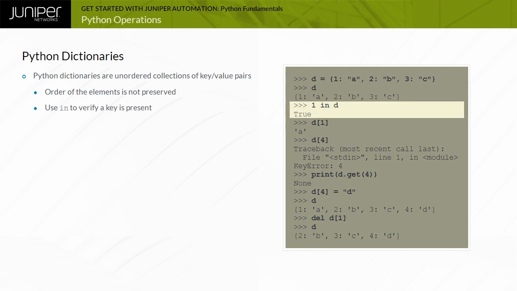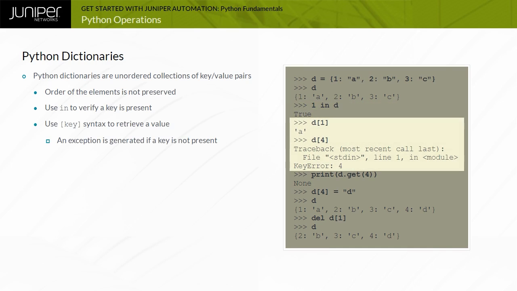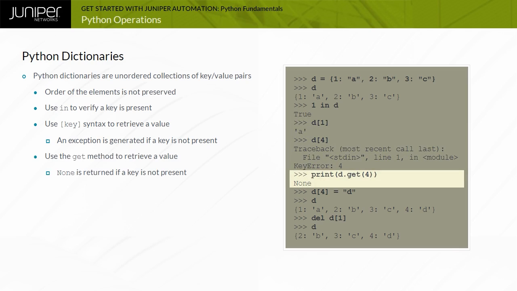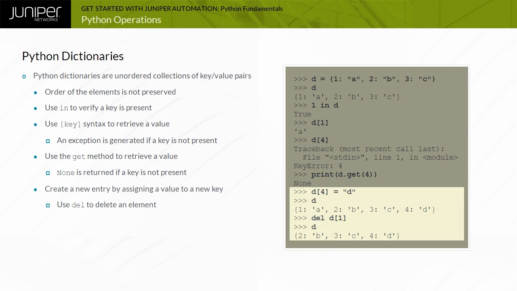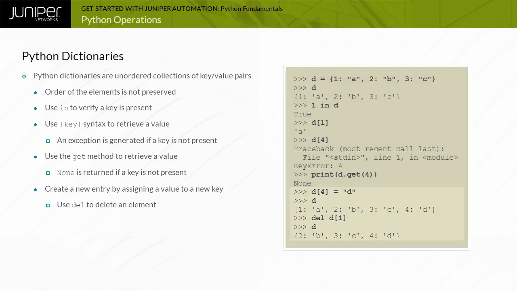You can check for the presence of a key in a dictionary using the in operator. The value corresponding to a key can be obtained using key syntax. And if the key is not present in the dictionary, a Python exception is generated. Another way to check for the presence of a key is the get dictionary method. This method returns None if the key is not present in the dictionary. To create a new entry in the dictionary, simply assign a value to a non-existing key. To delete a key and its corresponding value from the dictionary, use the del method.